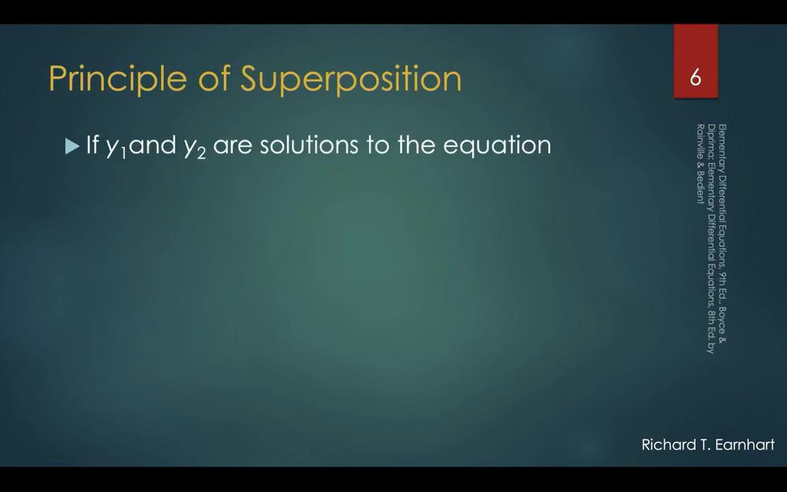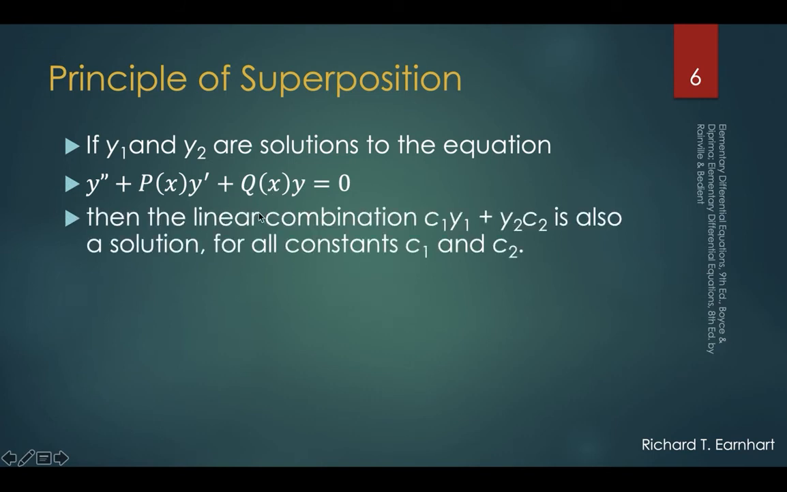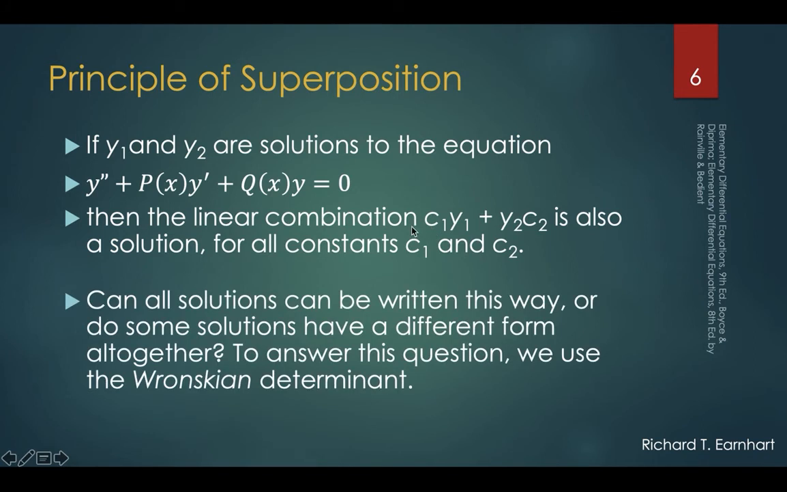Okay, so let's have the principle of superposition. If y1 and y2 are solutions of the equation in the standard form, a second order differential equation, then the linear combination c1 y1 plus c2 y2 is a solution for all constants c1 and c2. So for any second order differential equation, we will have two linearly independent solutions with arbitrary constants c1 and c2.